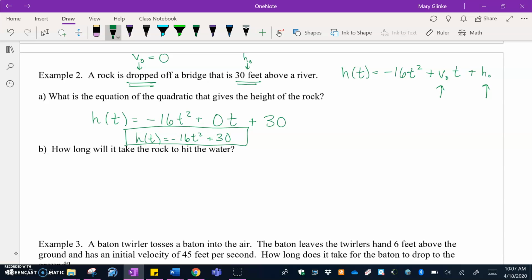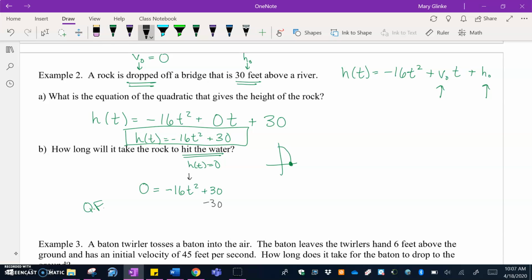For part B, how long will it take for the rock to hit the water? This is telling us when the rock lands in the water, that means my height is 0. So I'm going to plug in 0 for my ending height and solve that equation. We can use many different things. You can use your quadratic formula if you wanted to. You could try factoring, but factoring is not going to work for this one. I notice that there's a squared term and no normal term with a t, so I'm going to solve by using square roots.